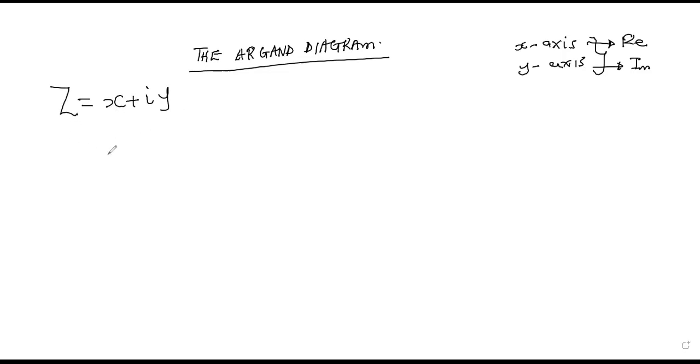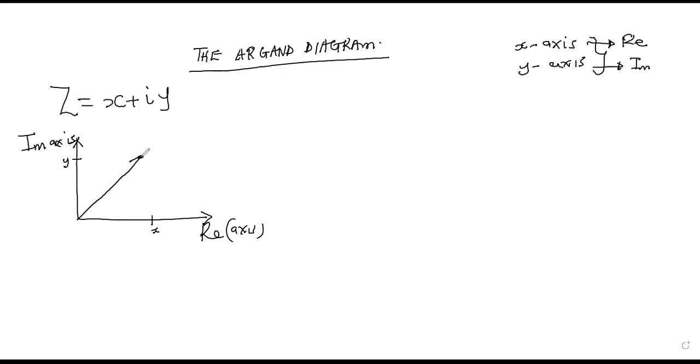Now, if you have z is x plus iy, I can have this: this is my imaginary axis, and this is my real axis. Then I plot, maybe here is a value x, and here is a certain value y. So the plot of x, then iy, is here. You represent it with a line showing a certain direction, and we show that direction using an arrow. So the representation of a complex number is a line with an arrow on the head to show the direction. This is what we call the Argand diagram.